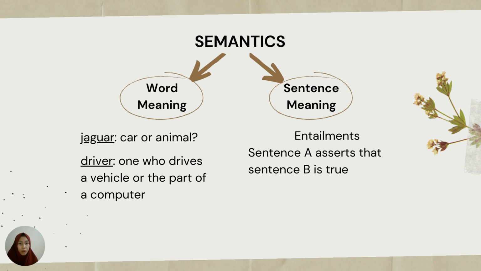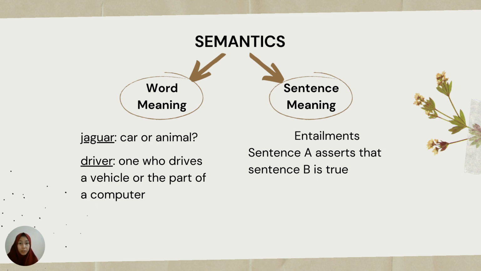Here we already know that semantics focuses on word meaning and sentence meaning. A word is a string of characters that can have different meanings. For example, jaguar. Is jaguar a car or an animal? And driver: one who drives a vehicle, or a part of a computer.